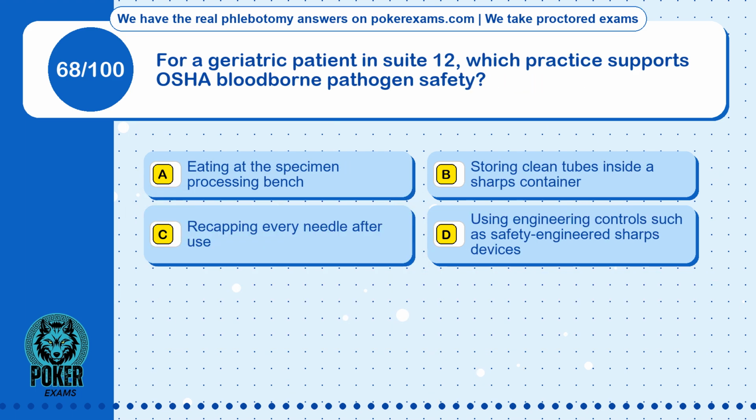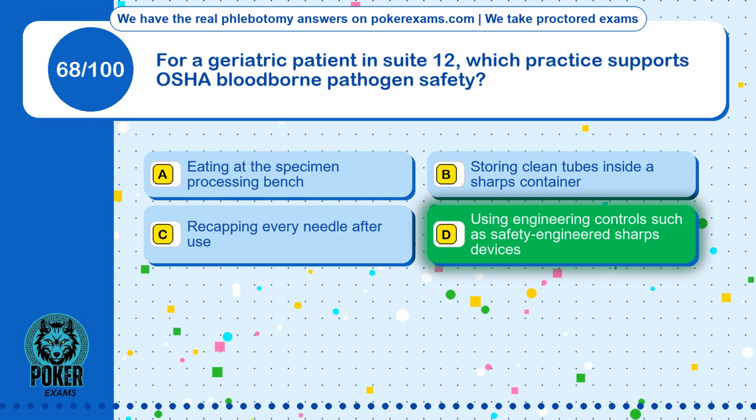Question 68. For a geriatric patient in Suite 12, which practice supports OSHA bloodborne pathogen safety? Option A. Eating at the specimen processing bench. Option B. Storing clean tubes inside a sharps container. Option C. Recapping every needle after use. Option D. Using engineering controls such as safety engineered sharps devices.